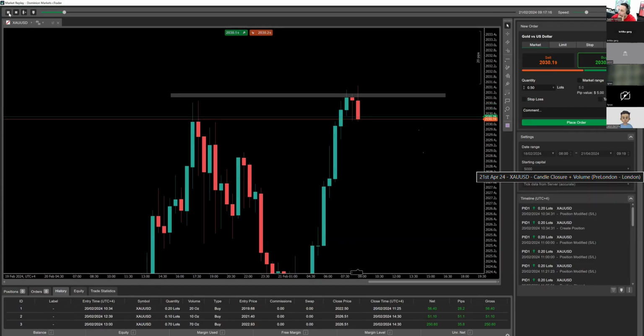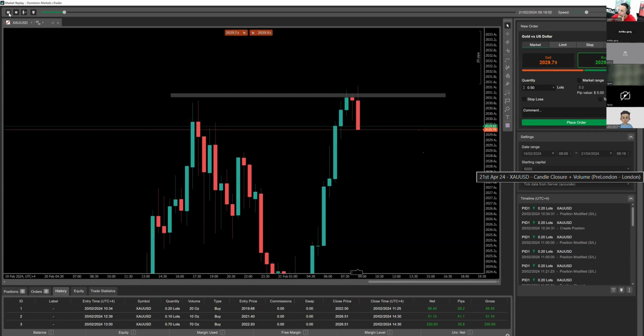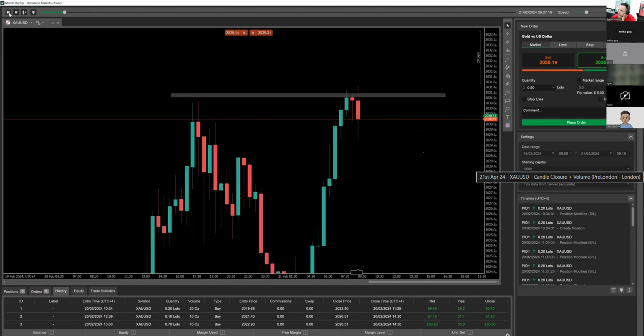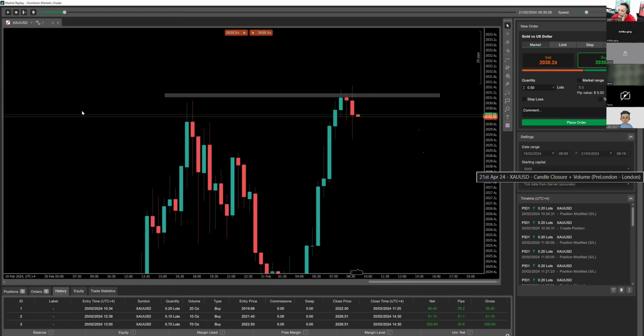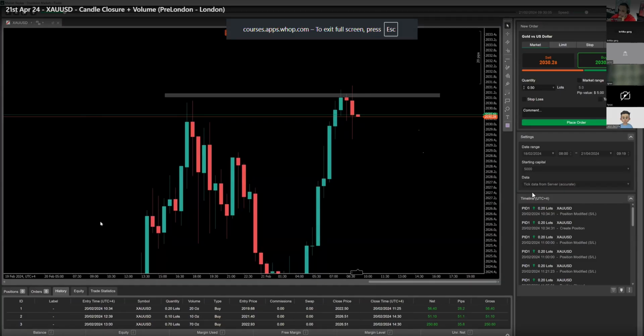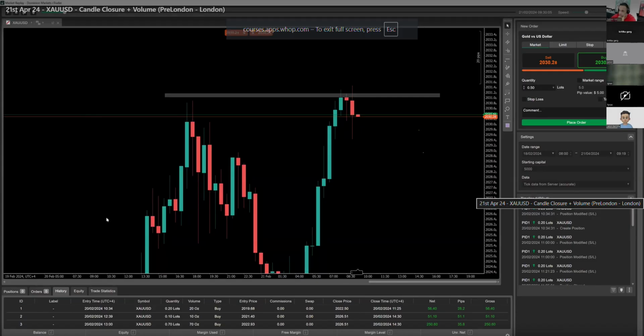The candle is about to close. Candle is closing. We're moving. 9 simulation minutes left. And boom, candle close. As you said in pre-London, you don't enter on the first break like a resistance break.